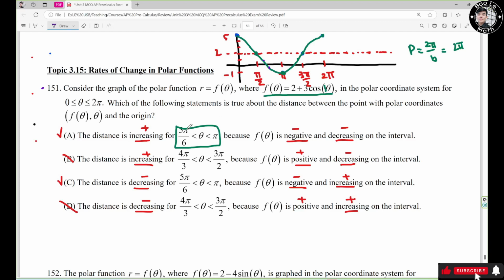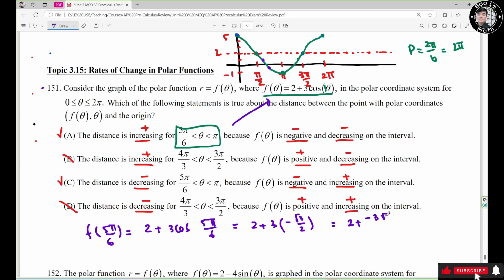Now we need to check whether f at 5 pi over 6 is positive or negative. If it's positive, it should be somewhere here; if it's negative, somewhere here. So we substitute 5 pi over 6 for theta: f of 5 pi over 6 is 2 plus 3 cosine of 5 pi over 6, which is 2 plus 3 times negative root 3 over 2, so 2 plus negative 3 root 3 over 2. It's going to be negative for sure. If it's less than 0, the point should be right here, and the interval from 5 pi over 6 to pi is right here.